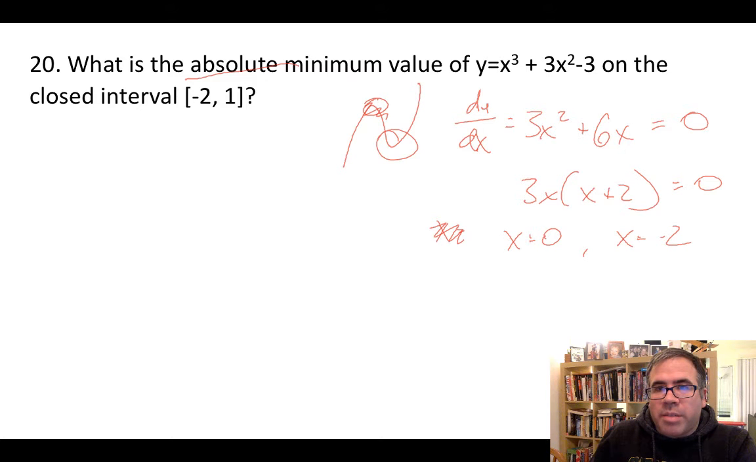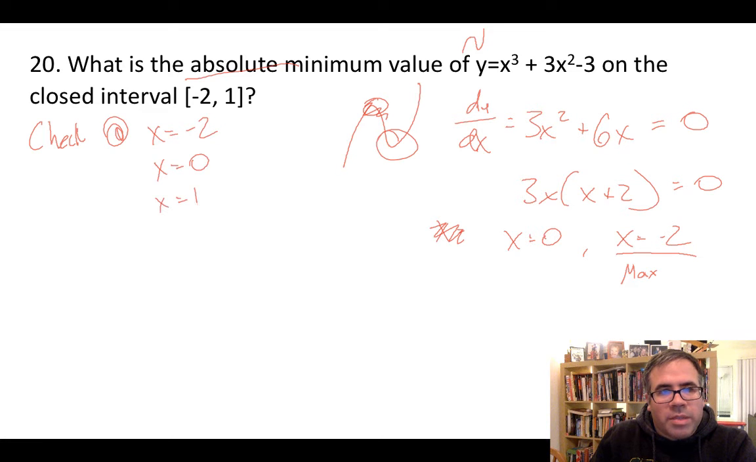Since this is a positive leading coefficient, that means the function has to look like that particular squiggle, which means that this first one is going to be a relative max, which of course means that x equals 0 is going to be the relative min on the interval. But let's go through the motions anyways. We need to check at x equals -2, x equals 0, and x equals 1.